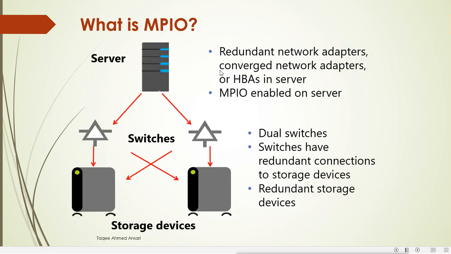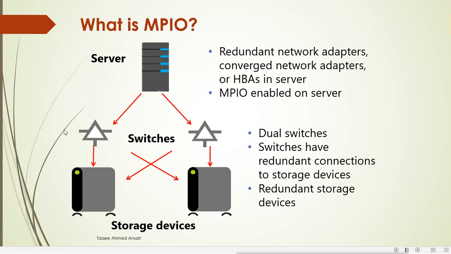Now we have MPIO, which in full is called multipath I/O, multipath input output. Now this is for redundancy. This is for the redundancy of the iSCSI targets, or we can say it is also for Fibre Channel.